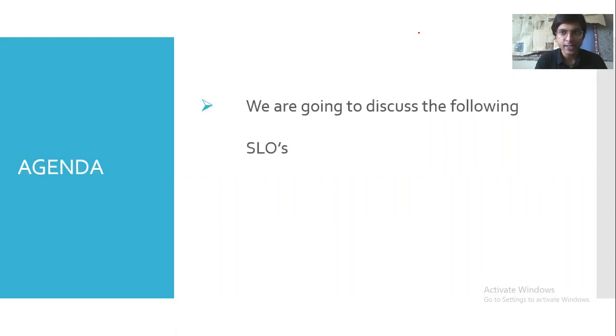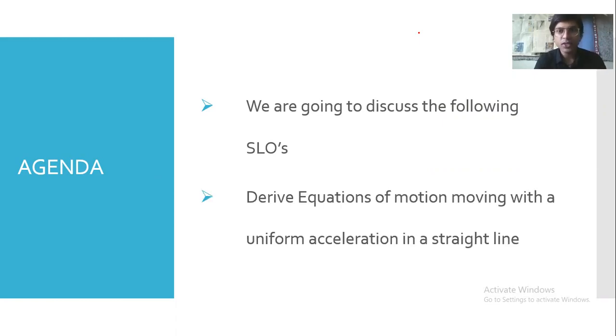So first of all, we will look at our agenda. The agenda is we are going to discuss the following SLOs, and the SLOs are the same as what we have done in our two previous lectures, which is to derive equations of motion for a body moving with uniform acceleration in a straight line. I just want to remind you that there are three equations of motion. We have done the first equation of motion, we have done the second equation of motion. Now it is time to derive the third equation of motion. In this lecture video we will derive the third equation of motion.